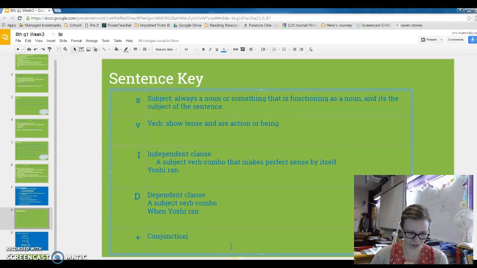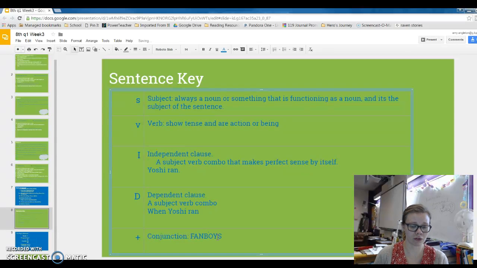So, we just finished dependent clauses, moving to conjunction. A plus sign is what's used in a sentence to represent a conjunction. A conjunction is something that combines two clauses together, or is used to combine multiple things together in a list. But the conjunctions that can be used to combine two clauses together are the FANBOYS.